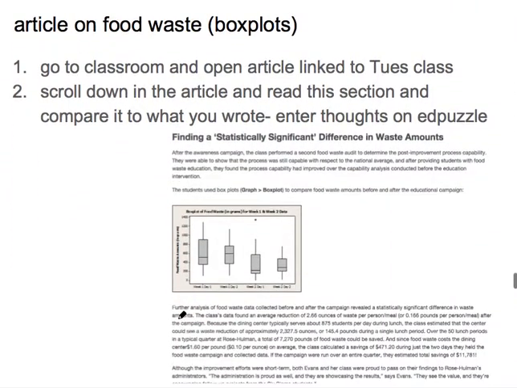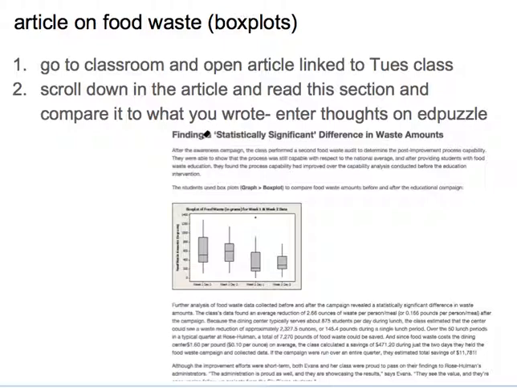Okay, when you're done with that, go back to Classroom. There's an article on Tuesday's class, and I want you to find this. This was a study that was done. You can certainly read more information. We'll talk about Six Sigma a little bit so you have a better understanding of what that means and how that relates to businesses. But this is the only part that I want you to read because they describe what they noticed and then they represented it with these box plots.